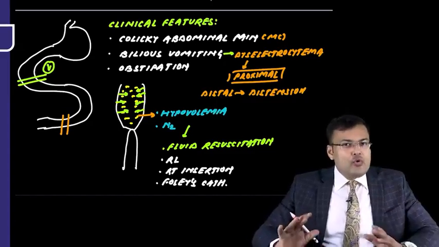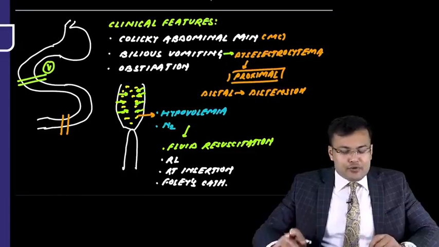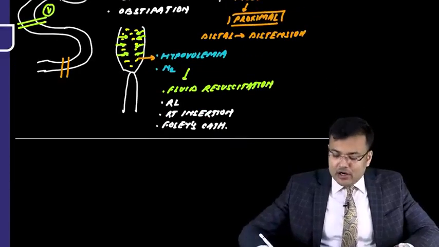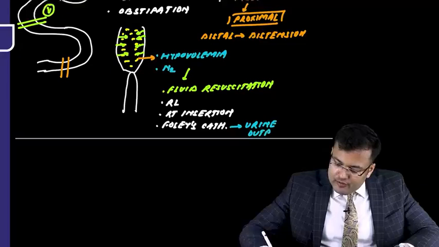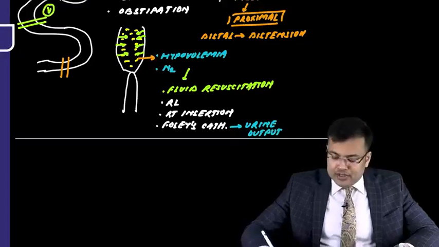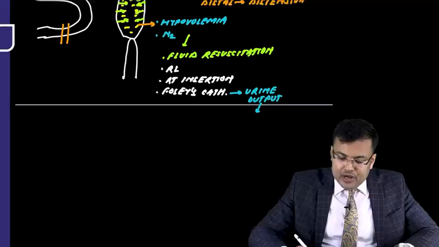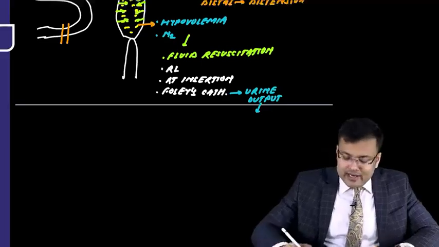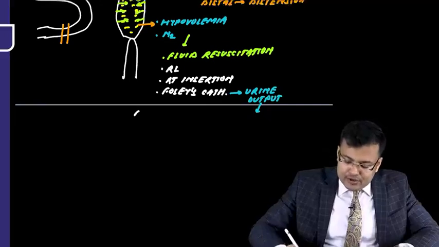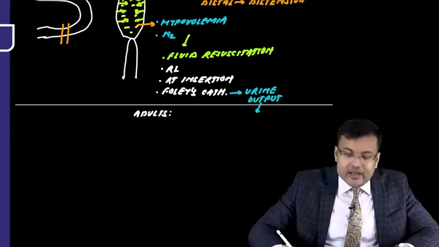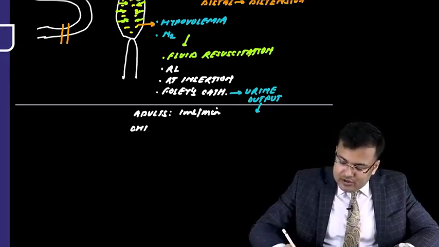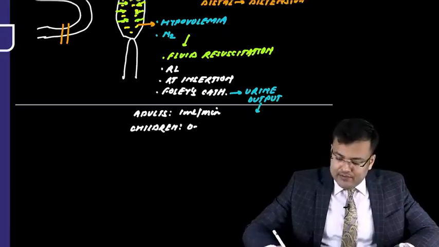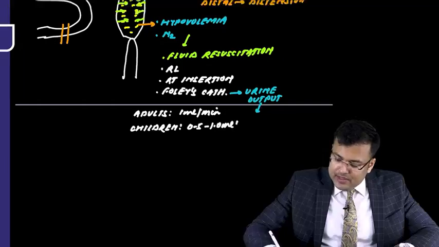Why? Because you know what is the best clinical indicator of tissue perfusion? It's the urine output which is the best clinical indicator of tissue perfusion. And after adequate tissue perfusion, how much should be the minimum urine output in adults? It is 1 ml per minute. And in children, how much should be the urine output? This is 0.5 to 1 ml per minute.